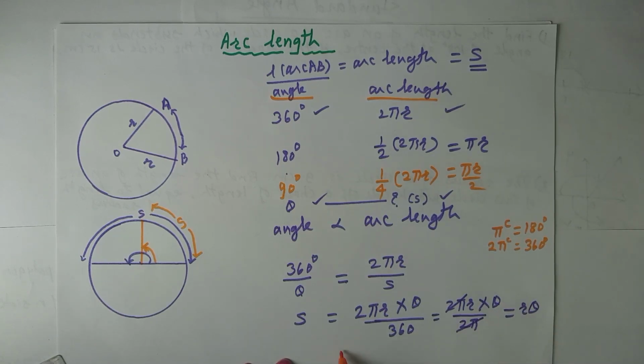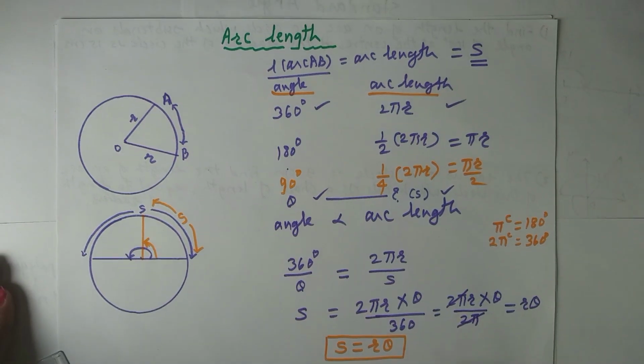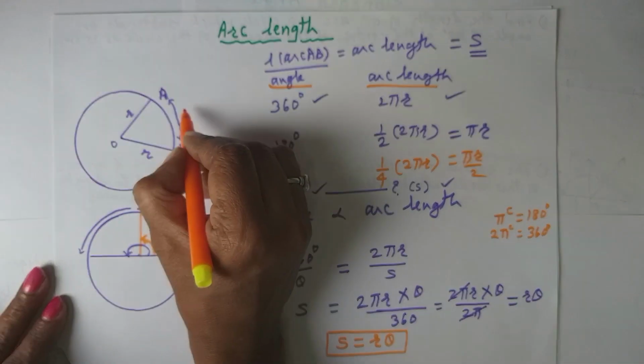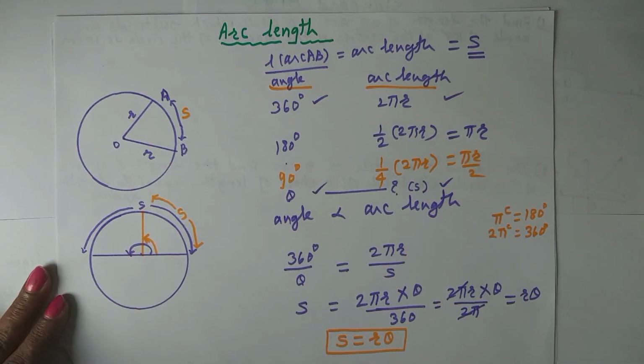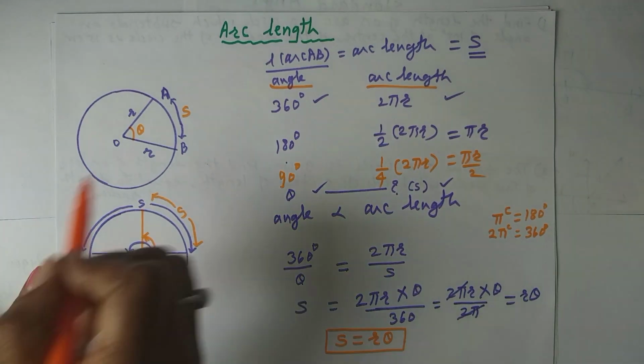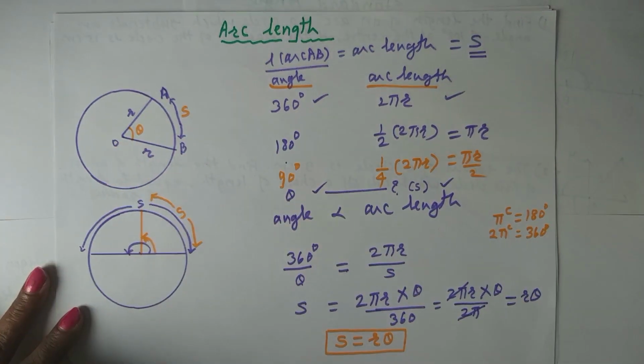S is equal to r theta. What is S here? S is the arc length, r is the radius of the circle, and theta is the angle made by that arc at the center of the circle. Okay. Then see here, this is our formula for arc length. If S is the arc length, then theta is the angle made by that arc at the center of the circle.